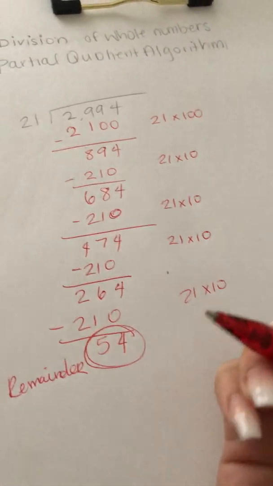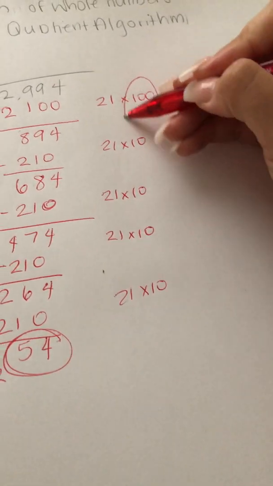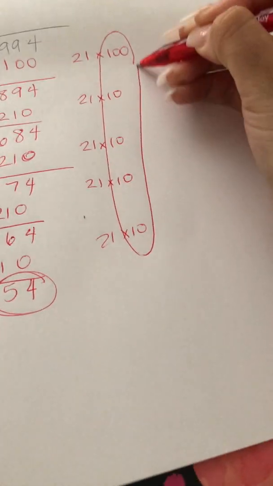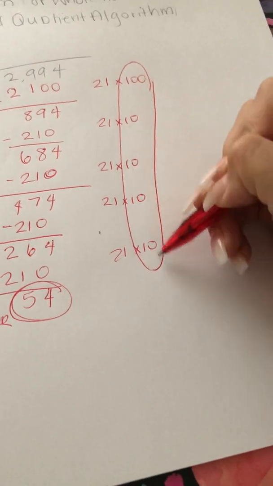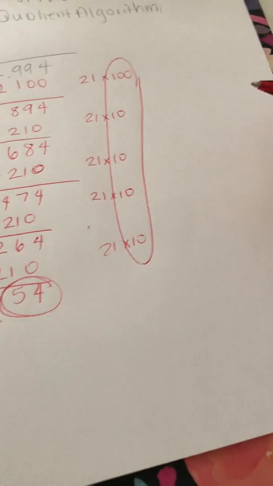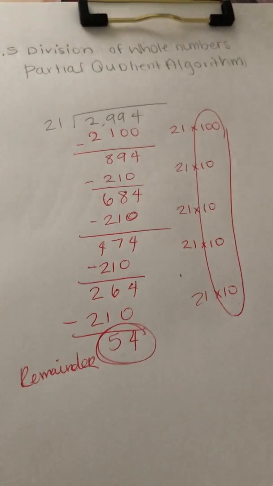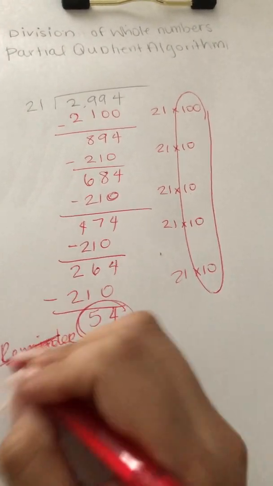Once we figure out our answer and our remainder, the easy thing about this is we add up all of these numbers that we used. So 100 plus 10 is 110, 120, 130, 140. Oh wait, I'm just kidding, I messed up. Sorry. Actually, 21 can go into 54, so scratch that out.